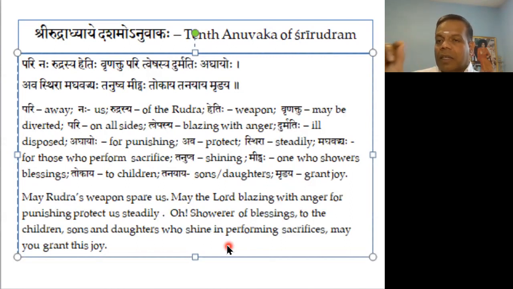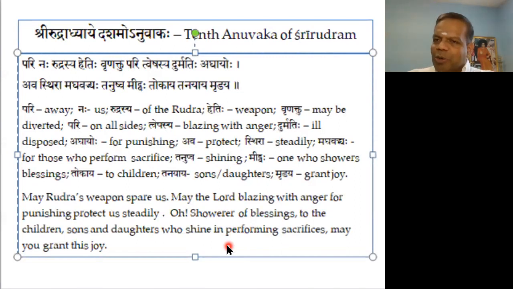After all, our own thought only hurts us. So we are asking the Lord that our thoughts should go away from us. Bad thoughts, that thought which wants to harm others, should go away from us. And the Lord, who is actually blazing with anger, protects us from all these bad thoughts. He takes them away. So he will punish the thought, which means the thought will go away.